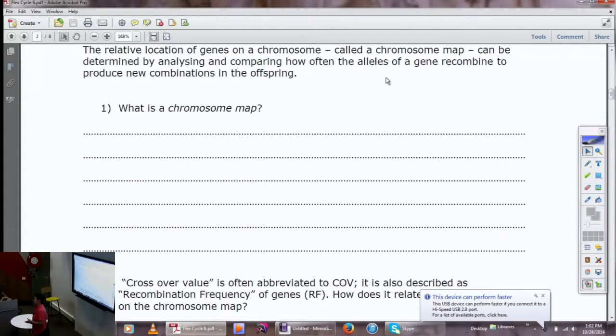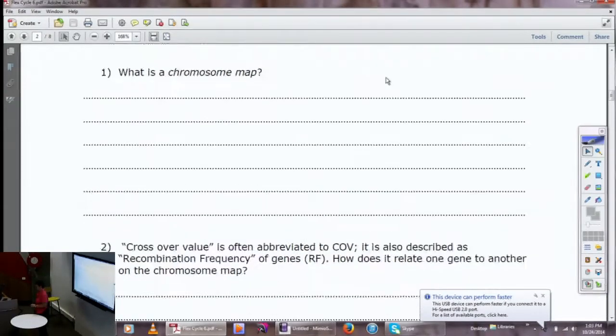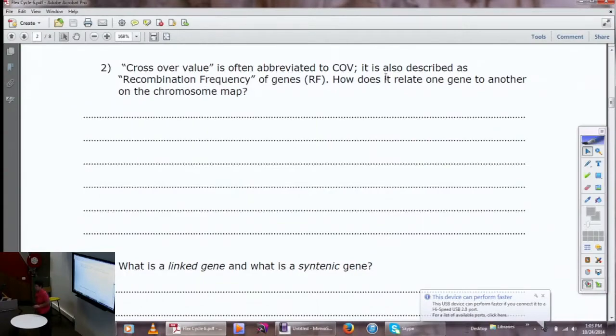So firstly, this is making a presumption that these genes are on the same chromosome, and we have to know that they are, and there's information that we can get by looking at rates of recombination that tells us whether they're not. So in a nutshell, a chromosome map is just a map which signifies the relative positions of each gene on a chromosome.